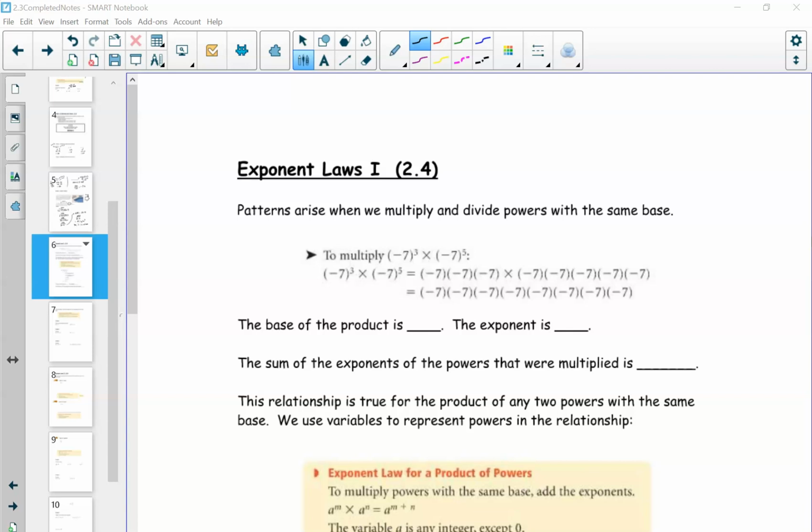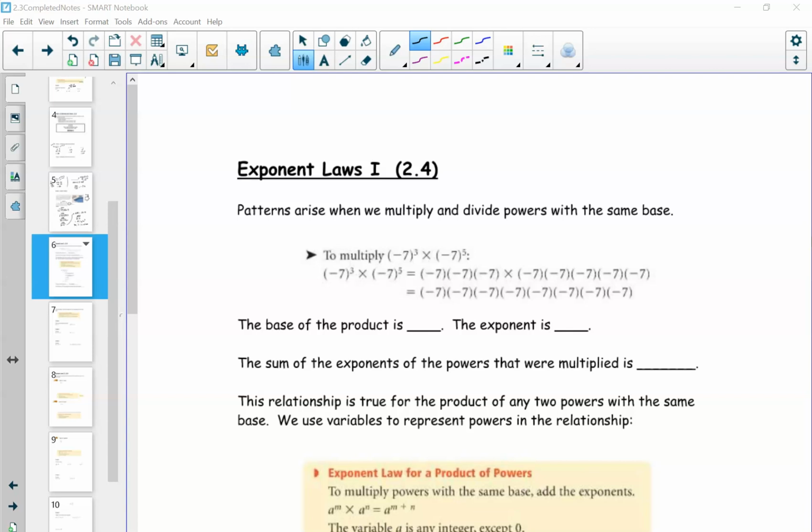Patterns arise when we multiply and divide powers with the same base. So mostly when we're doing exponent laws, we're probably dealing with multiplication and division of powers. We did addition and subtraction in 2.3, so I think we've got those covered. Now we're looking at multiplication and division.